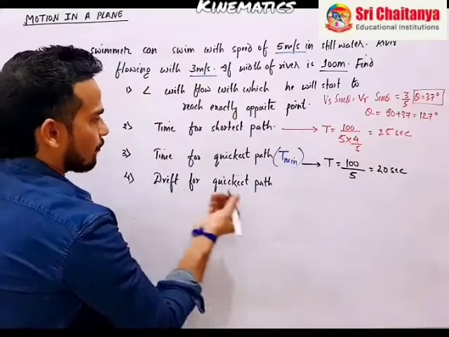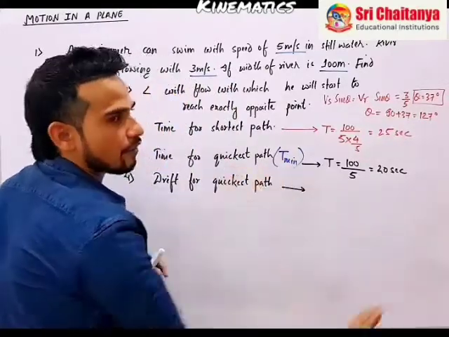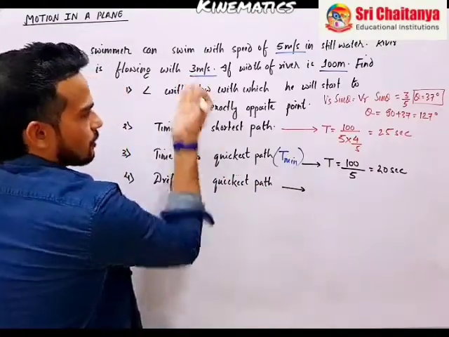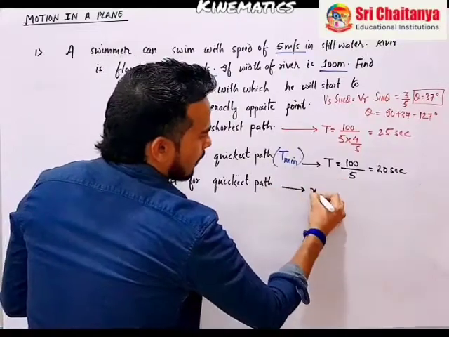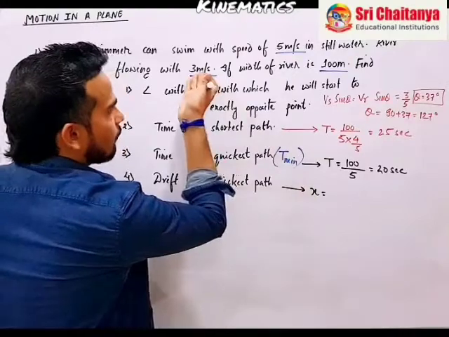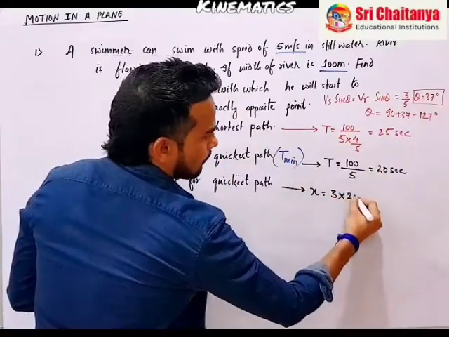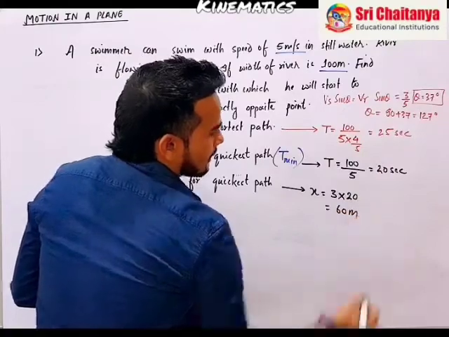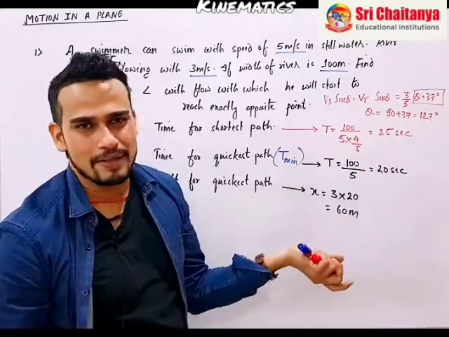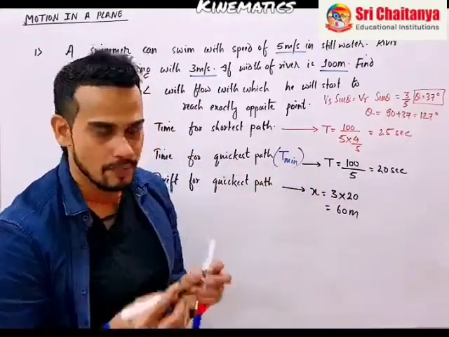Now they have asked you the drift for the quickest path. You know, in this situation the swimmer will not reach the exactly opposite point, he will drift. So the river will make him drift with how much speed? So you know the drift will be coming as Vr into time. So Vr, who will drift him? River. So with how much speed? 3. For how much time? 20 seconds. So it will be coming as 60 meter. Or you can use the formula also, Vr into W by Vs. So the same value will come. So this is how we have talked about the situation.